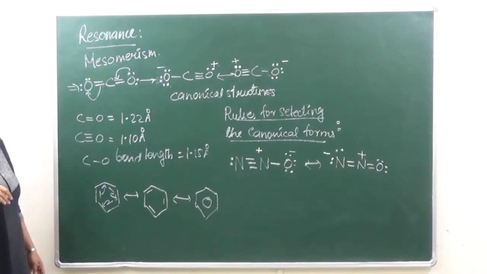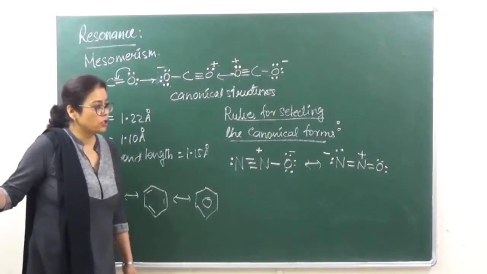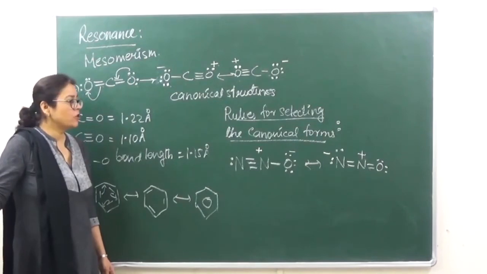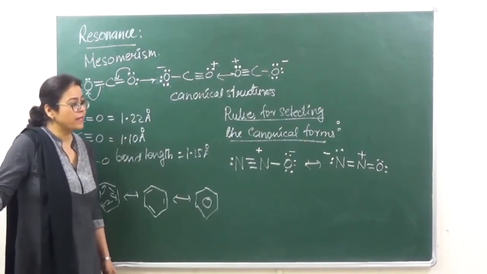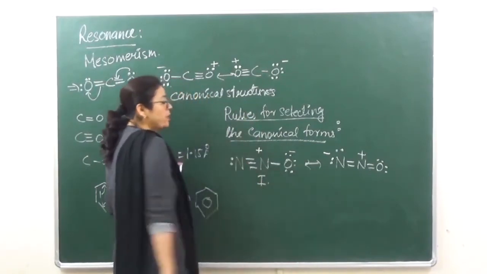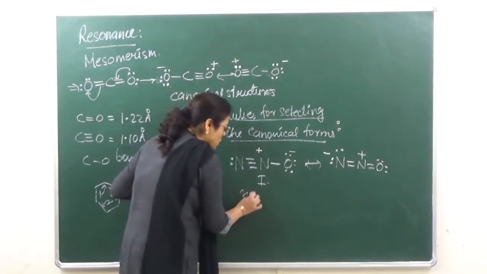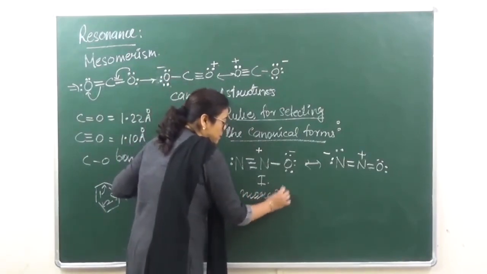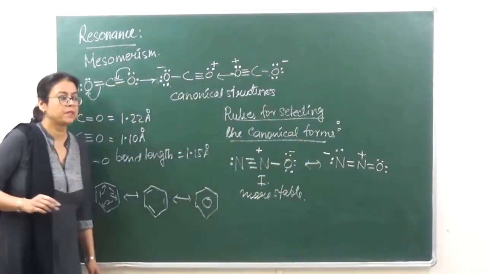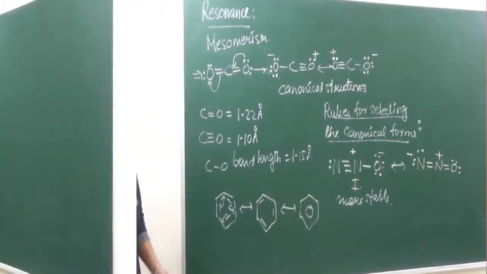So according to what we have already done, the negative charge should be on the more electronegative element. So when we are talking of nitrogen and oxygen, oxygen is going to be more electronegative. So the negative charge should be on the more electronegative oxygen. So this first one is going to be more stable because the negative charge is on this oxygen. ठीक है? Clear हो गया? So this is how formal charge helps us, right?